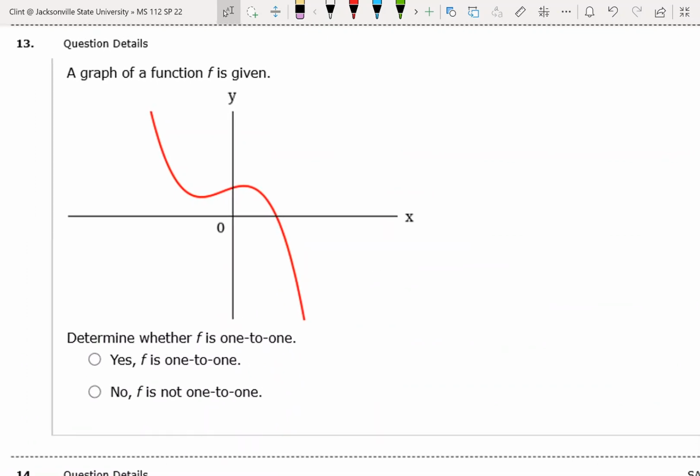Number 13 says determine whether f is 1-to-1. So the way we can do that, remember 1-to-1 means it has an inverse. The way we can test to see if it's 1-to-1 is the horizontal line test.